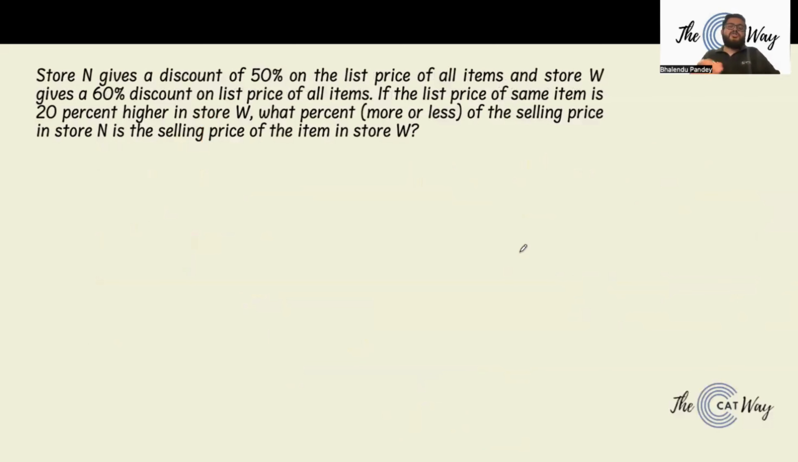Moving on to the next. Store N gives a discount of 50% on the list price of all items and store W gives a discount of 60% on the list price of all items. If the list price of the same item is 20% higher in store W, what percentage more or less of the selling price in store N is the selling price of the item in store W? So let's say the price in store N is 100 rupees. And the price of the article in store W is 20% higher. So that simply means it is 120 rupees.